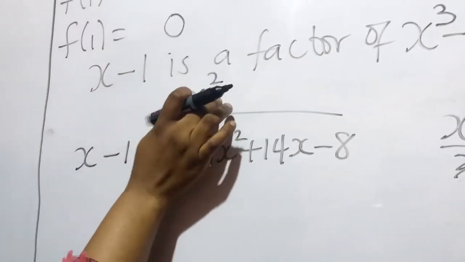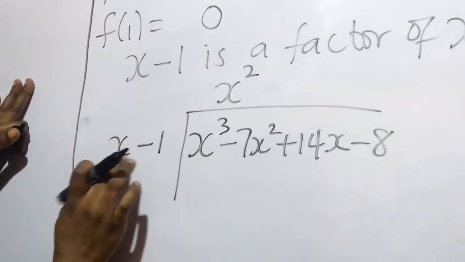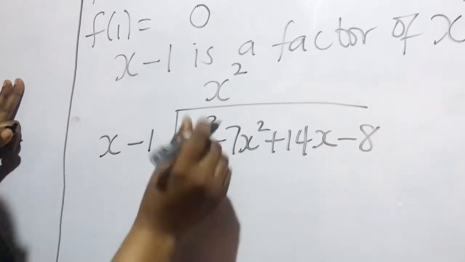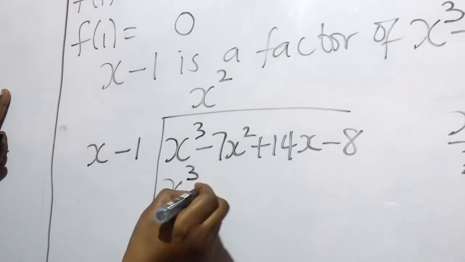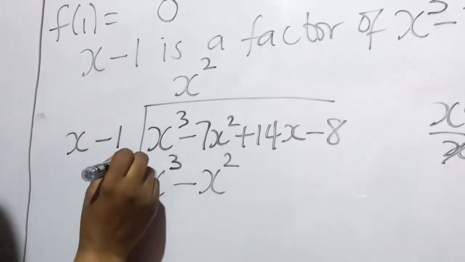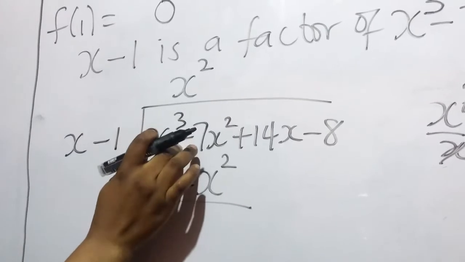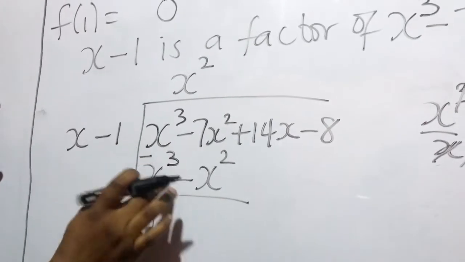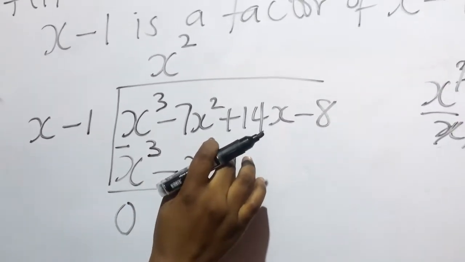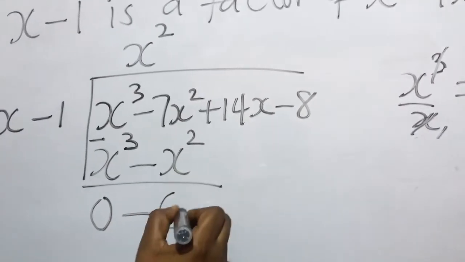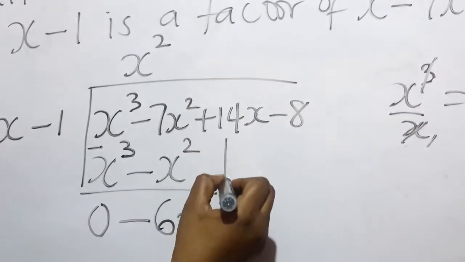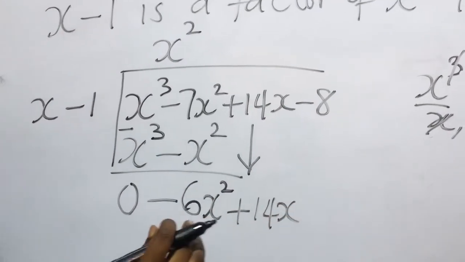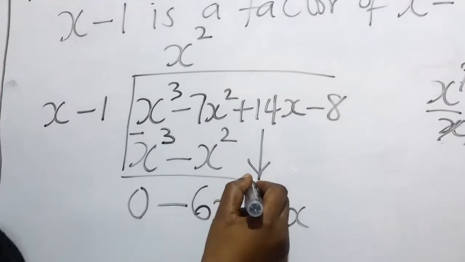Then you multiply the first term of the quotient by both terms of the divisor. X squared multiplied by x gives x cubed. X squared multiplied by minus 1 gives minus x squared. Then you subtract. X cubed minus x cubed gives 0. Minus 7x squared minus x squared will give you minus 6x squared. Then you bring the next term down. So plus 14x. So this minus 6x squared plus 14x will be your new dividend now.